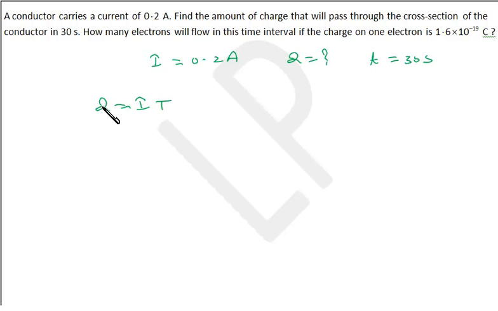And we measure Q in coulomb. Electric charge is measured in coulomb. So Q is equal to 0.2 into time, which is 30 seconds. So it will be 30 into 0.2, that is 6 coulomb. So the amount of electric charge that will flow through this conductor is 6 coulomb. I just write it over here.